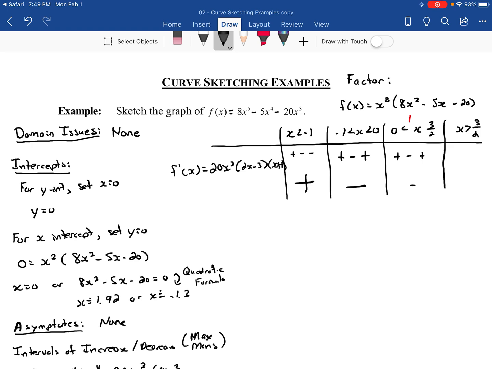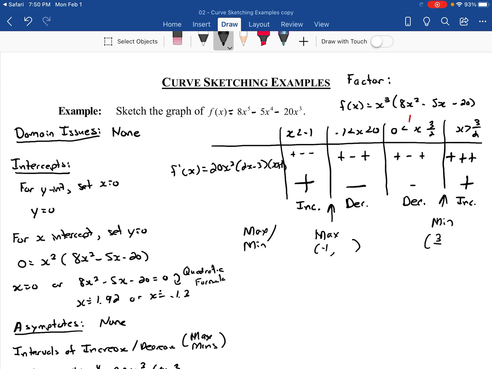And then x greater than 3 halves, well, that's easy, use a test value of like 10. Then 20 times 10 squared is positive. 2 times 10 minus 3 is positive, and positive. So I get positive in this last section. So just to review what all that means, in a sign derivative chart, I went from increasing to decreasing, and then it was more decreasing, and then increasing. So nothing there in the middle, and this is where I said we're going to find our max and mins. If we go from increasing to decreasing, then we've got a max at -1 comma something. And over here, I've got a min at 3 halves comma something.